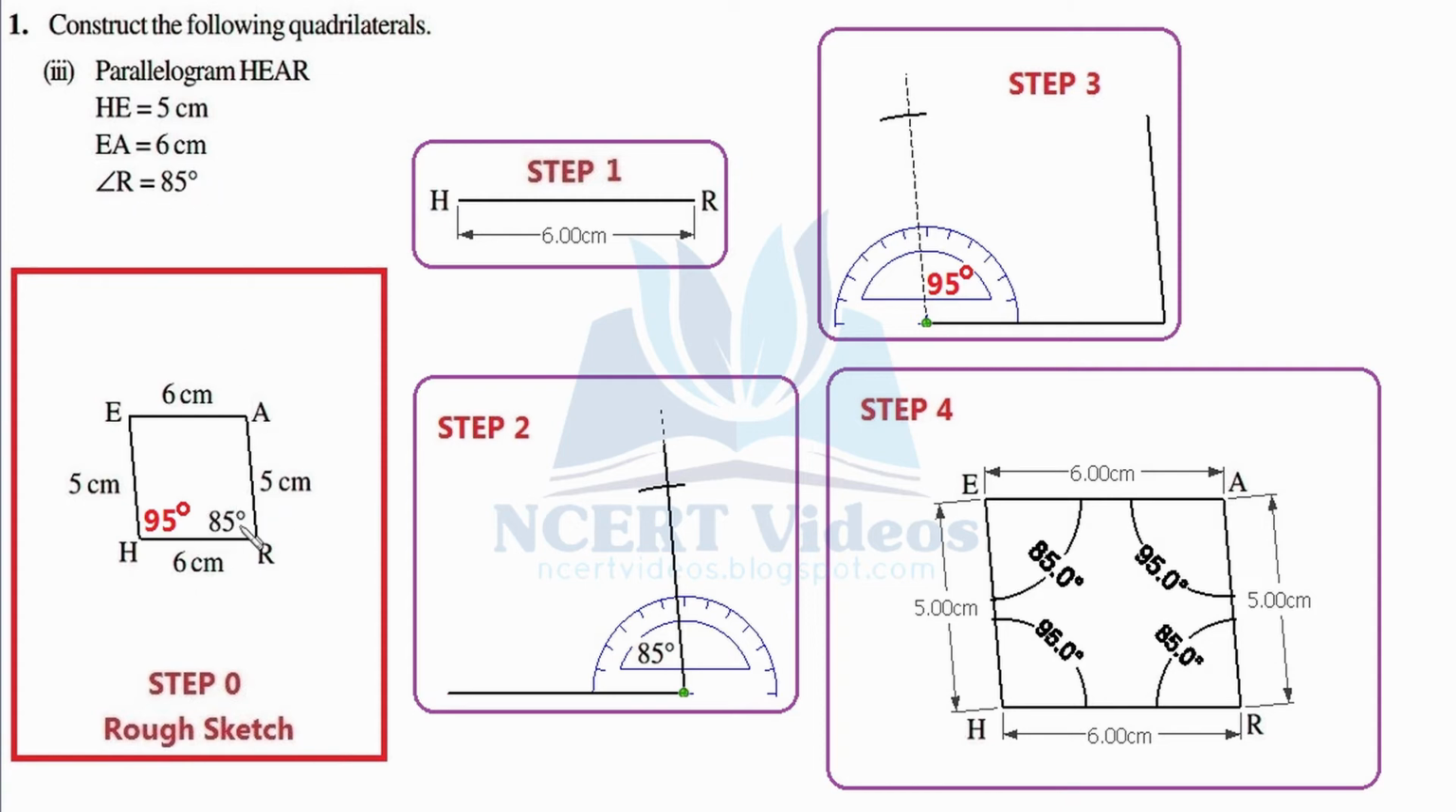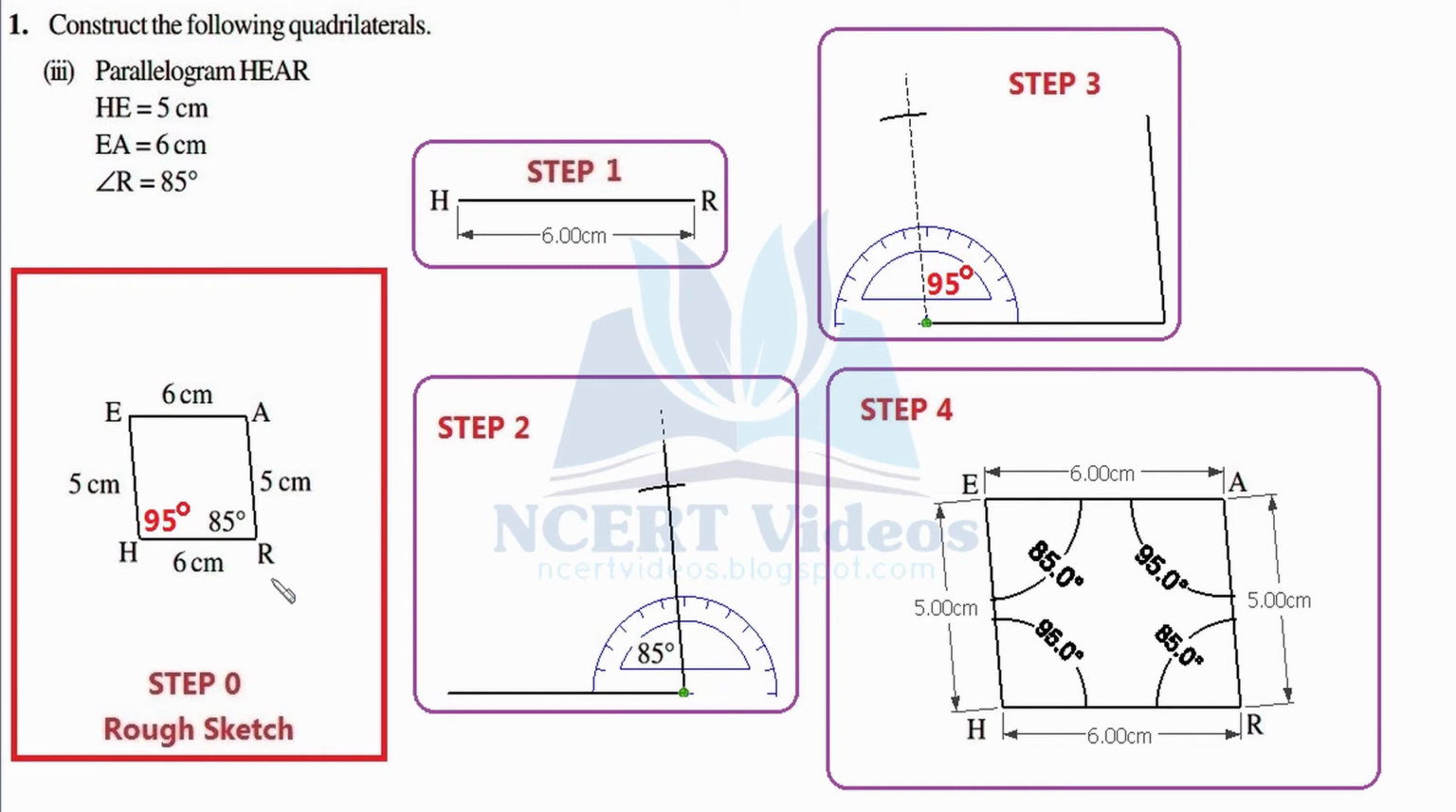The same has been shown over here, and we have found successfully measurement of angle H equals to 95 degrees. With this, we do not find any error in our rough sketch, and using this rough sketch, it will be very easy to construct the actual figure with actual measurements.